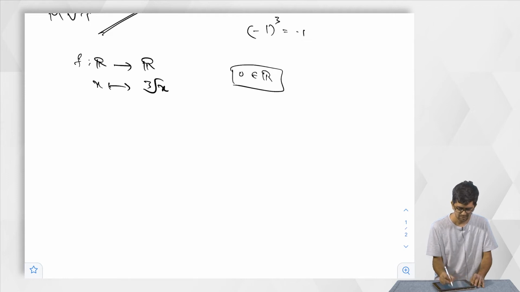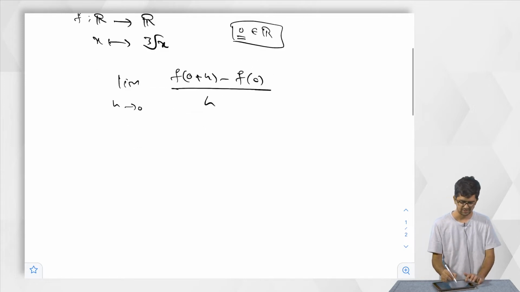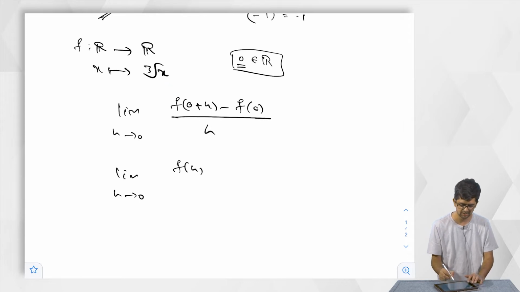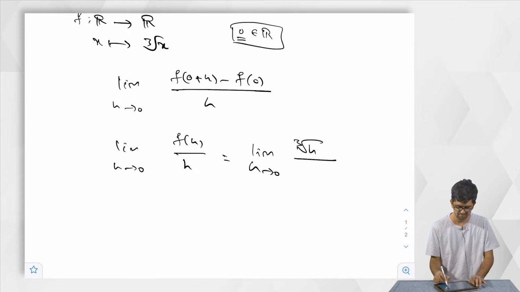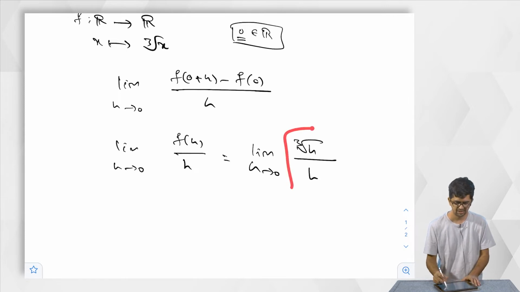What is the definition of differentiability of f at 0 involving a limit? It is the limit as h goes to 0 of f of 0 plus h minus f of 0, divided by h. So 0 plus h is h, and f of 0 is 0, so I am not writing that. So this is the limit as h goes to 0 of cube root of h by h. We should check whether this limit exists or not.